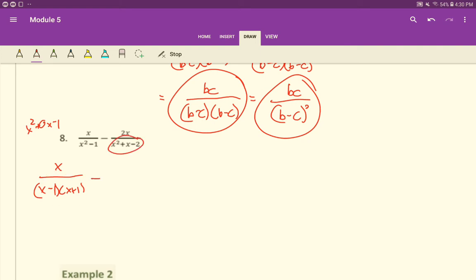Minus, and go ahead and factor that denominator. So 2x over, let's see, we need two numbers that multiply to negative 2 but add to make 1. What would that be? Go ahead and factor that in your head or on the paper in front of you. You should have gotten x plus 2 and x minus 1. Now, comparing our two denominators, this denominator is missing an x plus 2. So we will multiply by x plus 2 over x plus 2. And this denominator is missing an x plus 1 that the other one has.